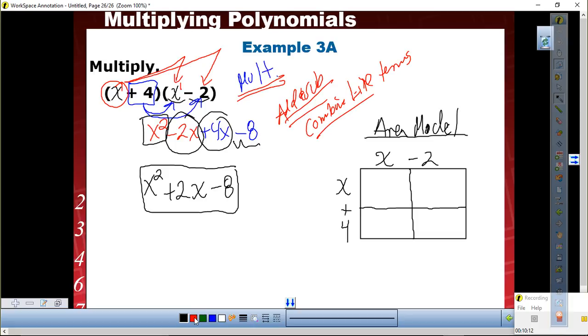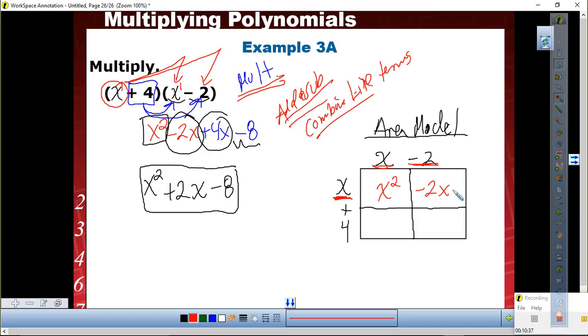Let's do this one together. I'm going to start with red. X times x. So to fill this area here is x times x. So what is x times x? X to the second. Okay? Now I'm going to go with the second term. X times negative 2. That gives me negative 2x.